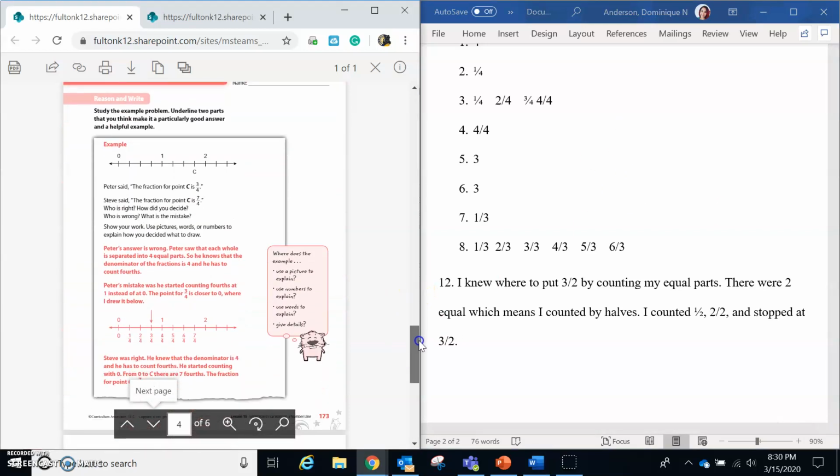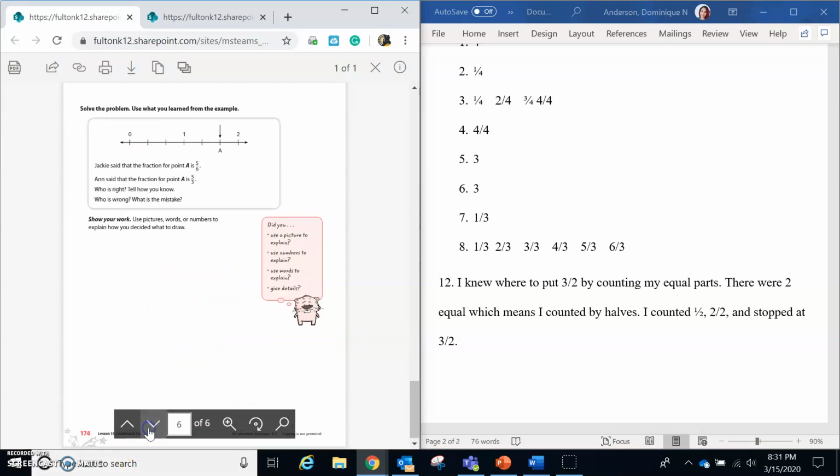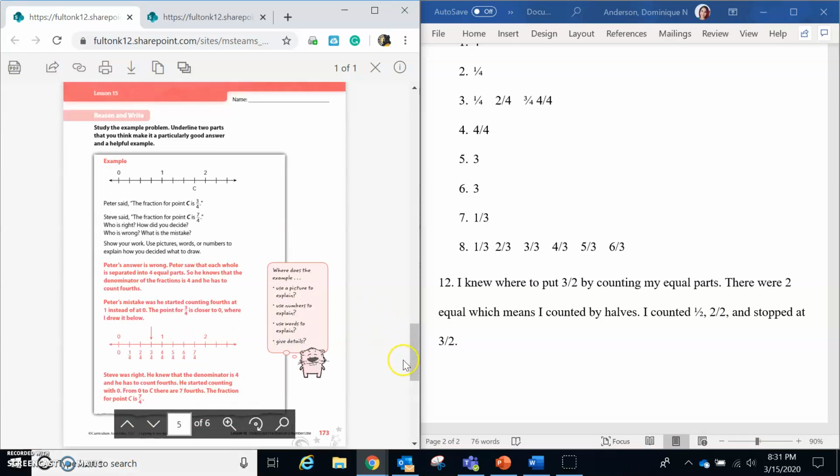Alrighty, so now, almost done, guys. This is amazing. So, last part, this is going to be our constructed response. This is really good, guys. This is going to help us. It says, study the example problem, underline 2 parts that you think make it a particularly good answer and a helpful example.